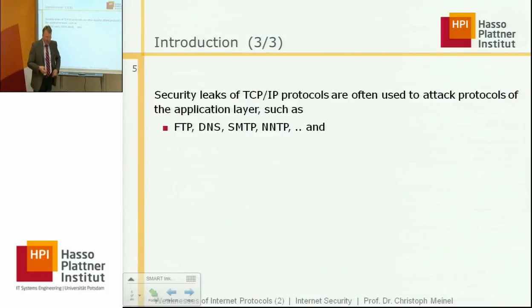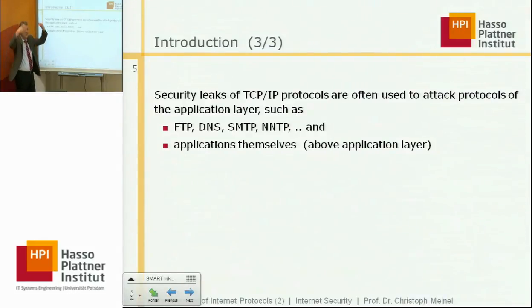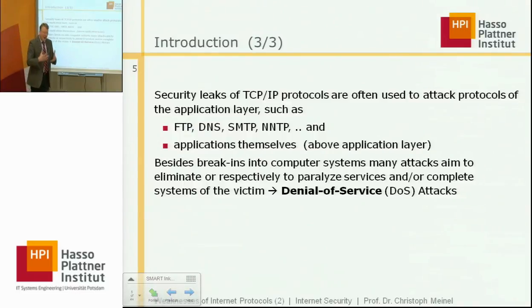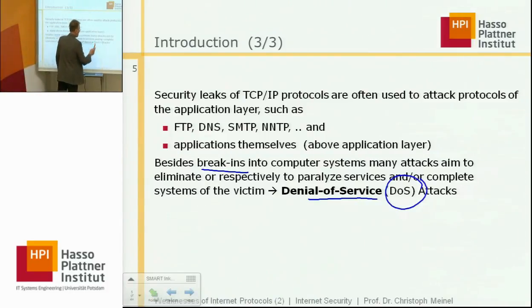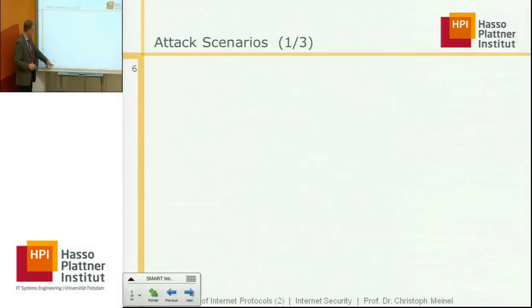For example, attacking the file transfer service, the domain name service, the email service, or others, but also attacking the applications that are using the internet for their communication. There are two main goals for such attacks. The one main goal is to break into a network to receive secret data and to get access to certain resources. The other is to influence the services that are provided by the system, to eliminate such a service or to paralyze services completely. These are the so-called denial of service, or DoS, attacks. These two are the main goals for attacking a system.